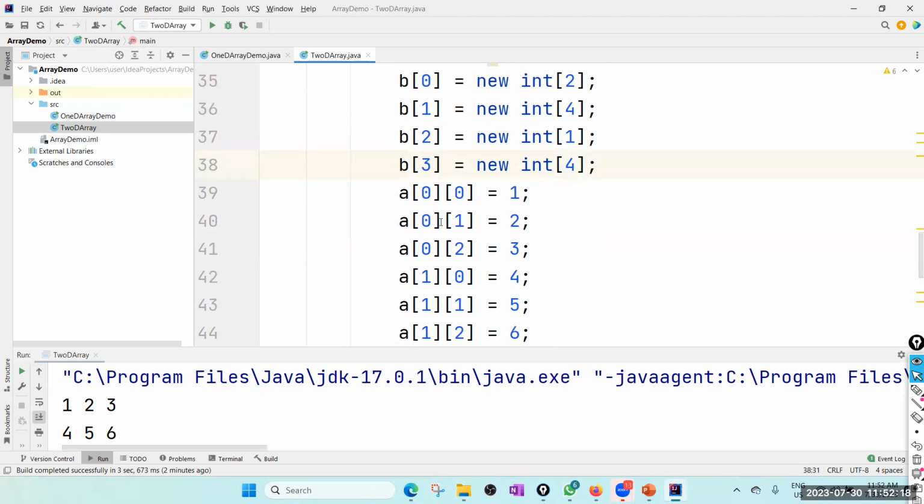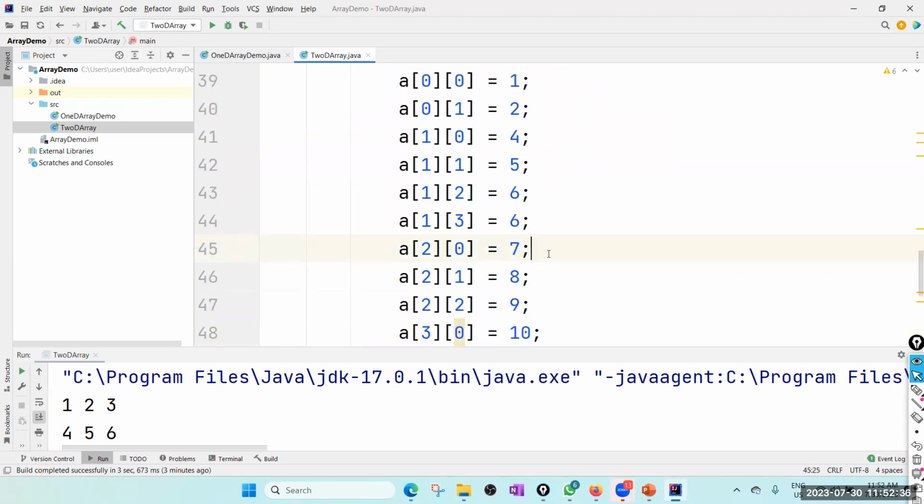data 0 0, 0 1. Okay. So then 1 0, 1 1, 1 2, 1 3 is also there. Then 2 0 only is there. Then 3 0, 3 1, 3 2, 3 3.